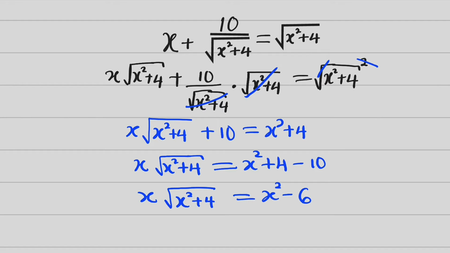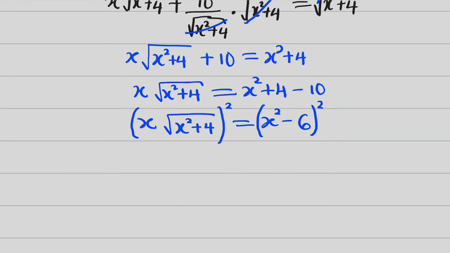So next, to get rid of this root again, we can square both sides. So we're going to square this side and square the other side. What you do to one side, you have to do to the other side. From the left hand side, x and this root will be affected by this power of 2. So we have x squared multiplied by this, which will cancel this automatically. We have x squared plus 4.